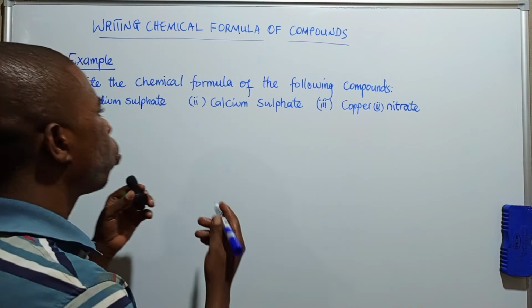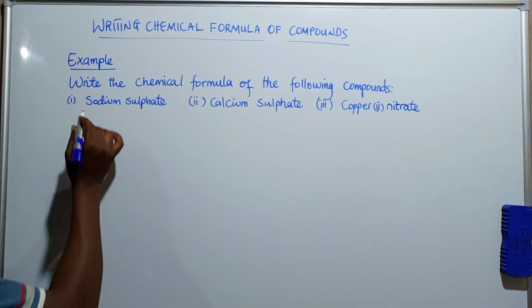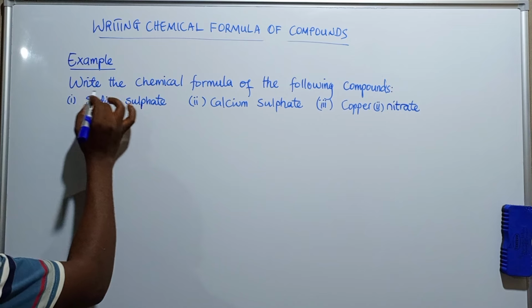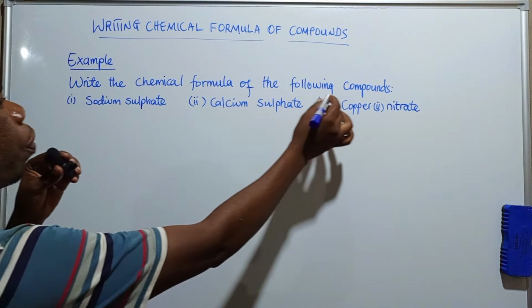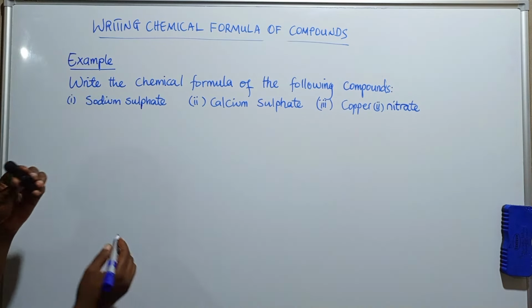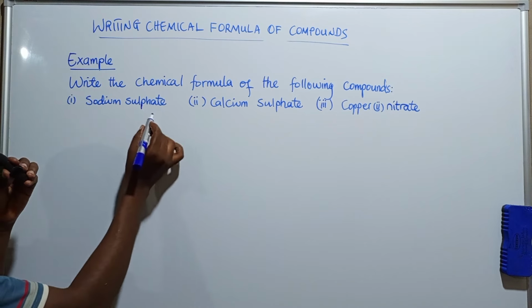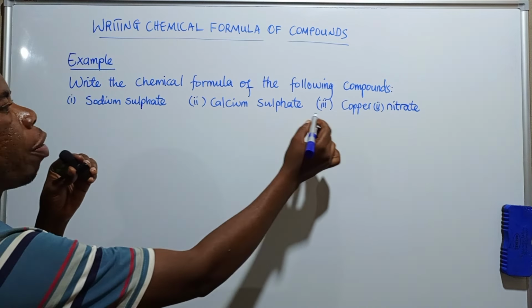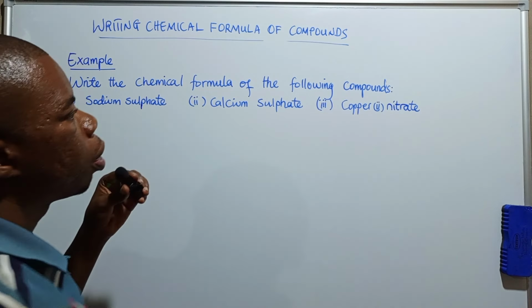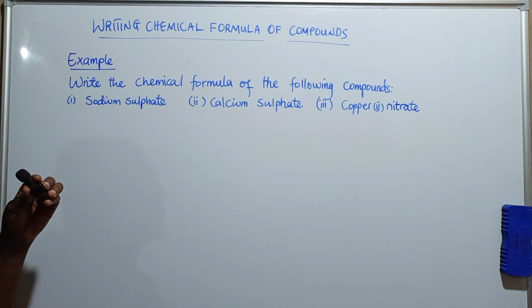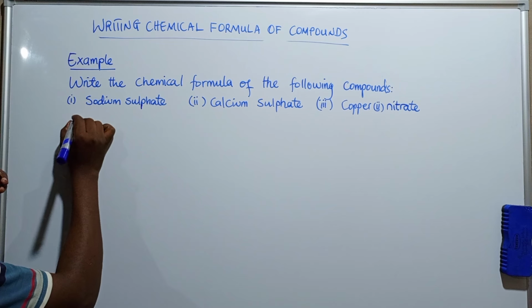So with me here we have an example which says, write the chemical formula of the following compounds. We have sodium sulfate, then calcium sulfate, and then copper(II) nitrate. So let's go straight into solutions.